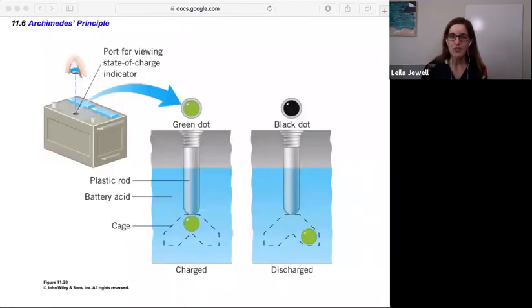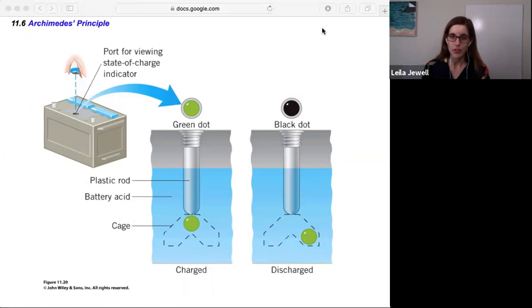One other application of Archimedes' principle is large batteries like car batteries often will have an indicator to say, hey, what's the state of the charge? And if it's good, then maybe there's a green dot there. What's actually behind that green dot? What makes the green dot turn black when the battery is no longer good? Well, the key is that there's a little plastic ball, right, that's held in this cage, and it's floating because of the density of the battery acid, right?